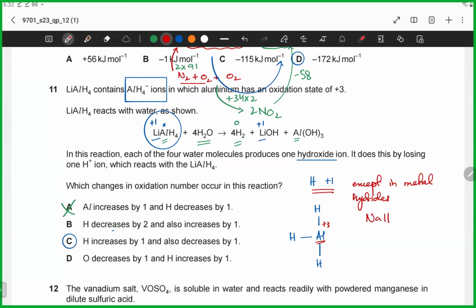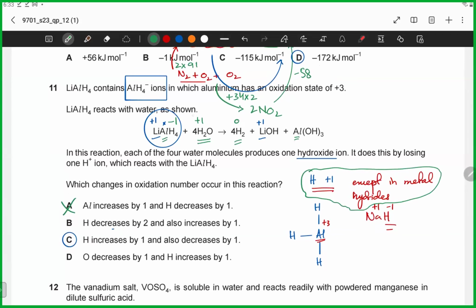क्योंकि if it's with a metal, so the metal is the one that would be losing electrons and H would be the one that would be gaining electrons. Is that clear? Yes, sir. तो यहाँ पे H is actually -1. Water के अंदर H is actually +1. Is this clear?